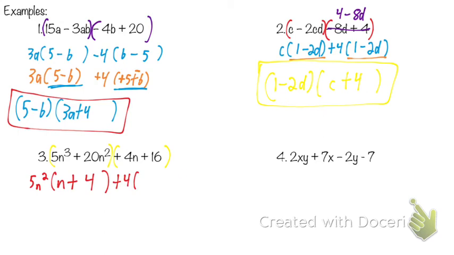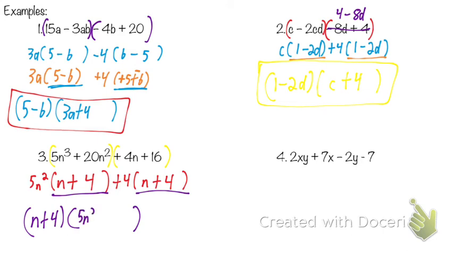And then now, if we take a 4 out, what are we left with? n plus 4. So are the parentheses the exact same again? Yes. Good. What can we do when they're the exact same? Make it our GCF. Put it out in front, and then make another set of parentheses. So I have to say, okay, well, what's left if we take that out of each? 5n to the second plus 4. Very good. And now we created a multiplication.